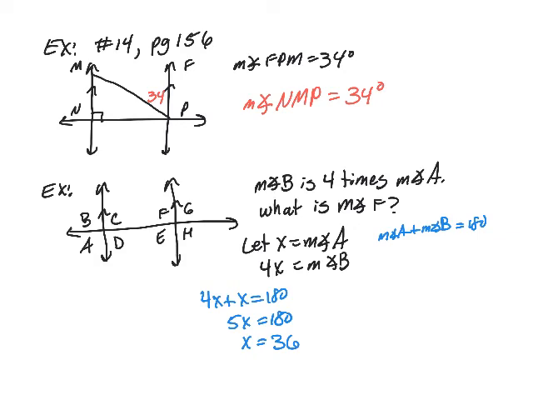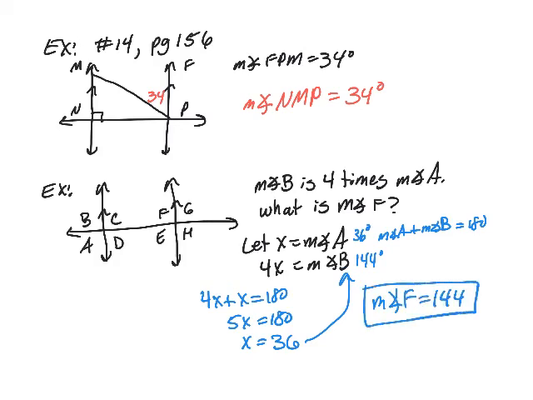So then when you take the 36 and go back up to the let statement, A is 36, B is going to be 144 because they got to add to 180. And then when you look at the diagram, B and F are corresponding angles. Therefore, the measure of angle F is 144. So we will look at these properties and some more examples in class to show you how to use these theorems to solve for unknown angles with parallel lines.